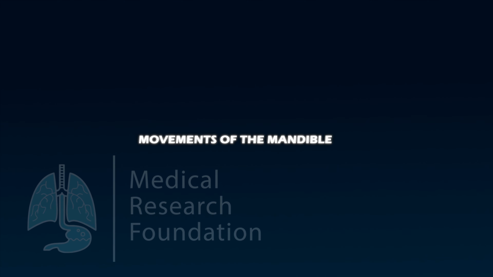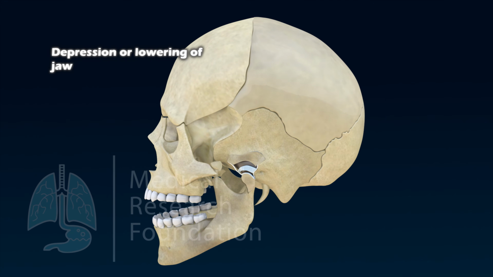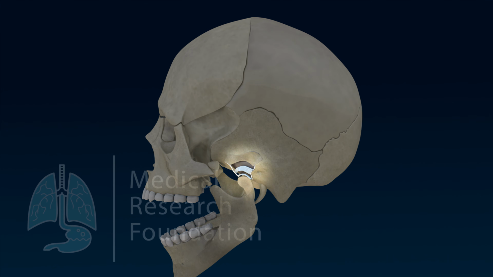Movements of the mandible. Depression, or lowering of jaw, open mouth. The head of a mandible, along with an articular disc, glide forward in the upper meniscotemporal compartment.